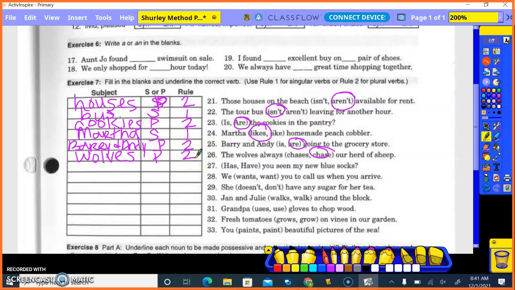Okay, 27. Blank you seen my new blue socks. Have you seen my new blue socks? Subject, you, right? Singular, plural. Okay, now guys, you used have and you didn't use has that had the S. So you is actually plural. Okay, and then rule number 2.